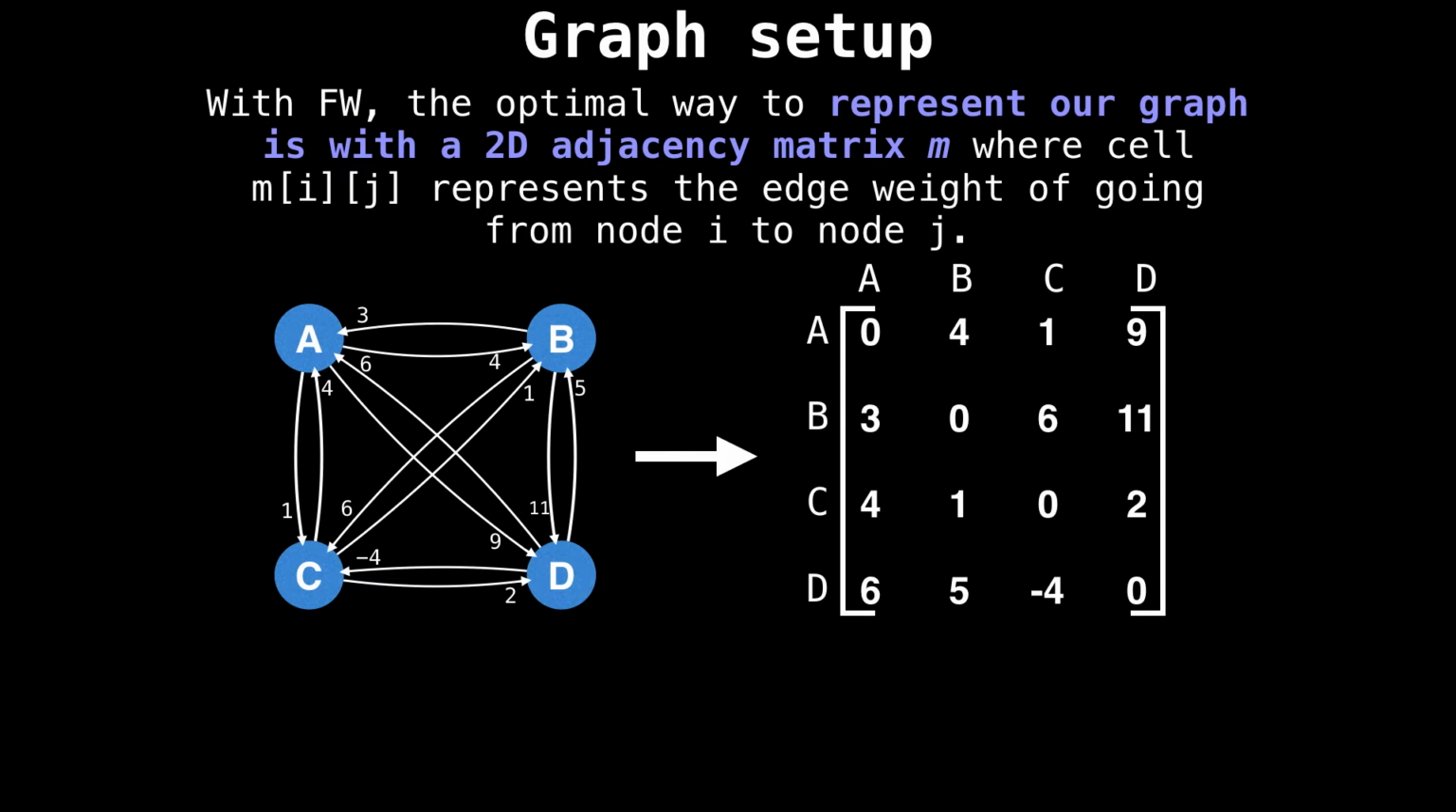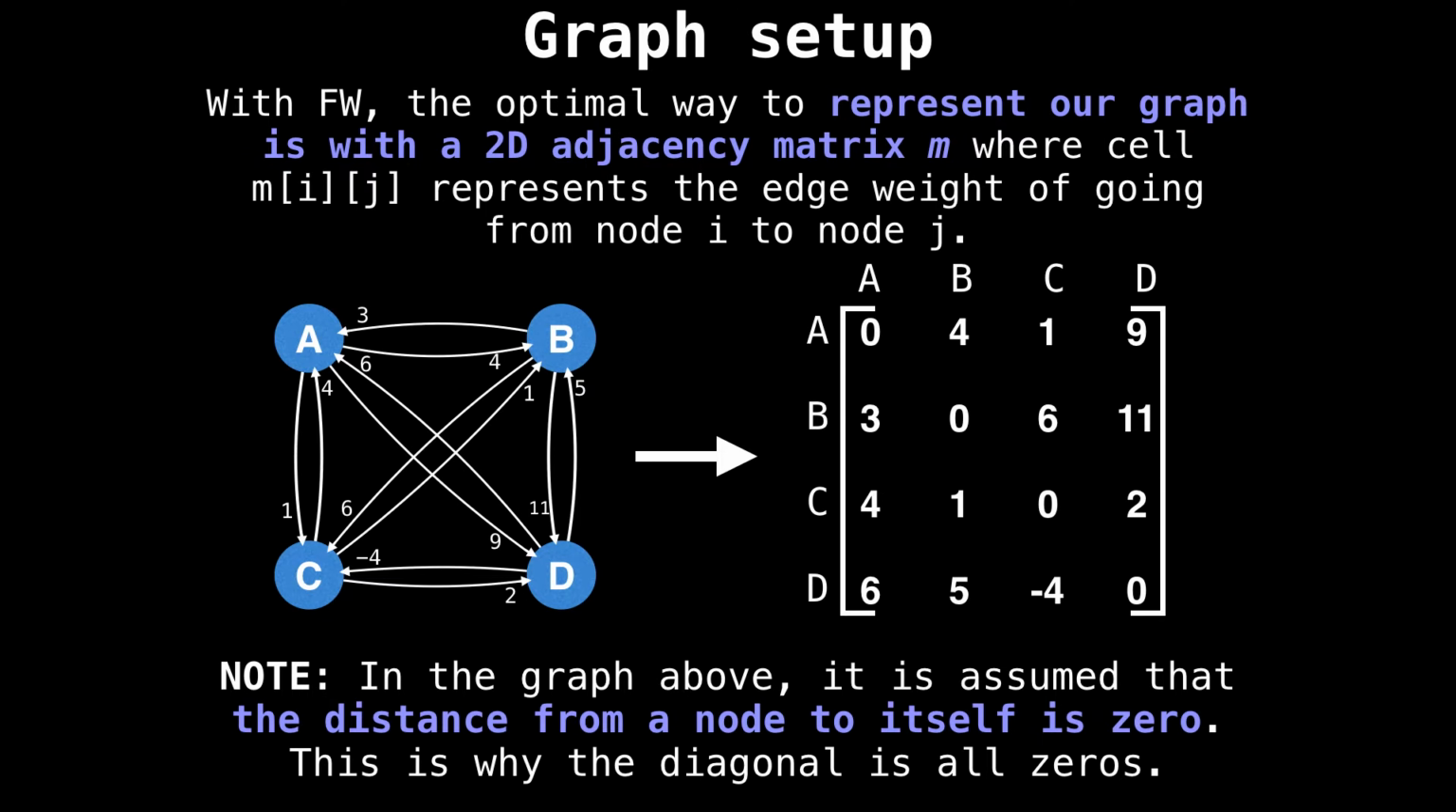With Floyd Warshall, the optimal way to represent our graph is with a two-dimensional adjacency matrix, which I will denote as the letter M. The cell Mij represents the edge weight of going from node I to node J. So in the image below, I transform the graph with nodes A, B, C, and D into an adjacency matrix on the right. An important note I should mention is that I assume that the distance from a node to itself is 0, which is usually the case. This is why the diagonal has all 0 values.